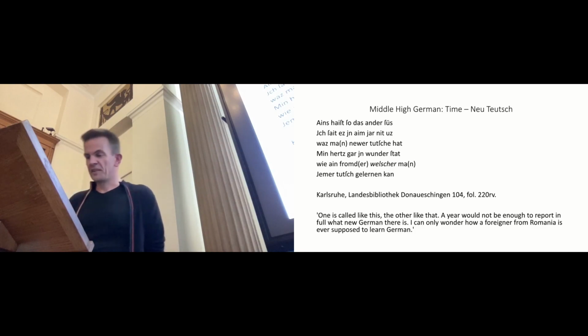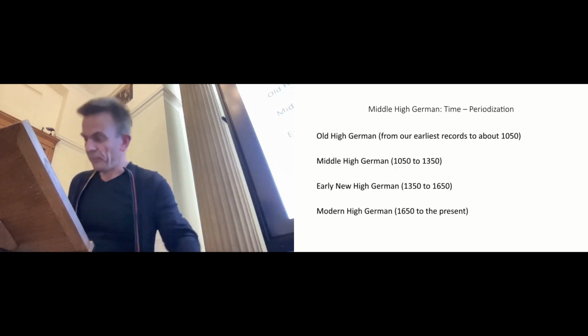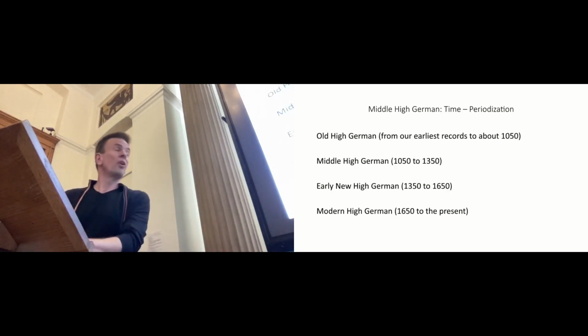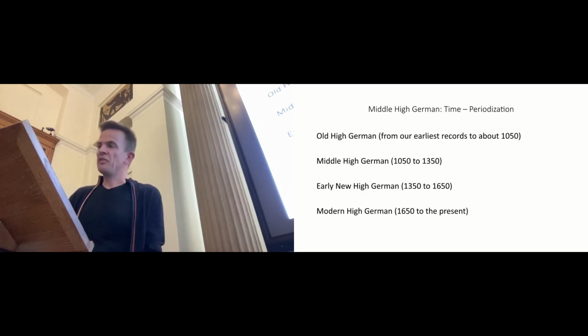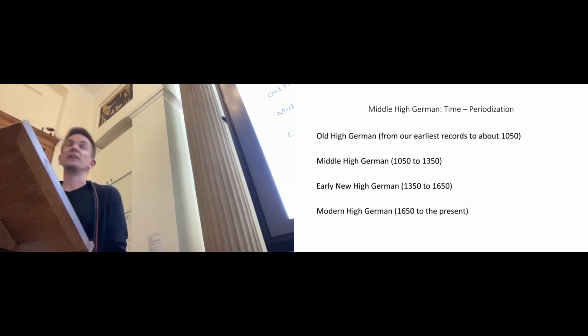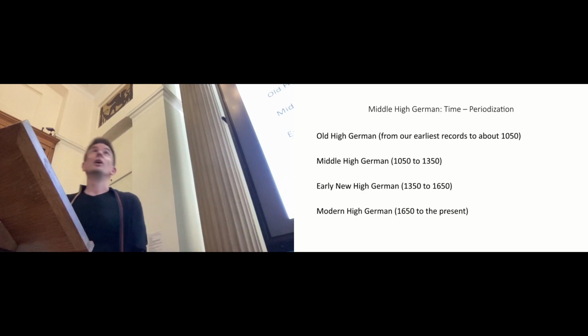Firstly, Middle High German is temporally delineated from older and younger language periods. The most common periodization model distinguishes 4 stages. Old High German, from the earliest records around 750 to about 1050, Middle High German 1050 to 1350, Early New High German 1350 to 1650, Modern High German from 1650 to the present.